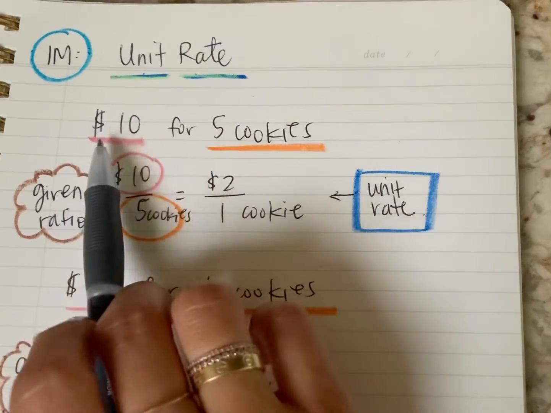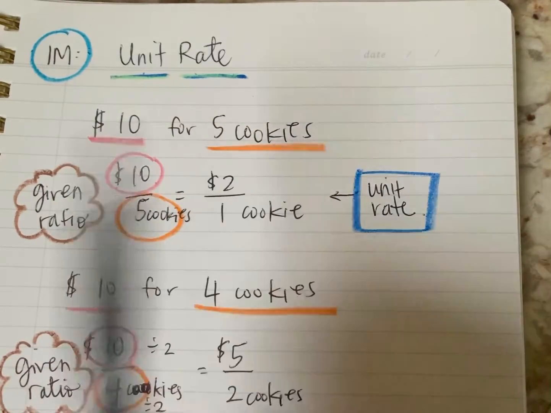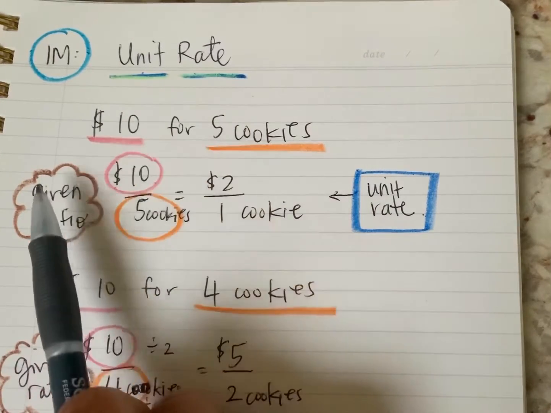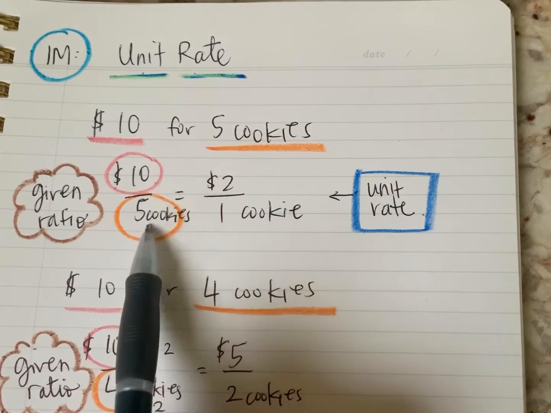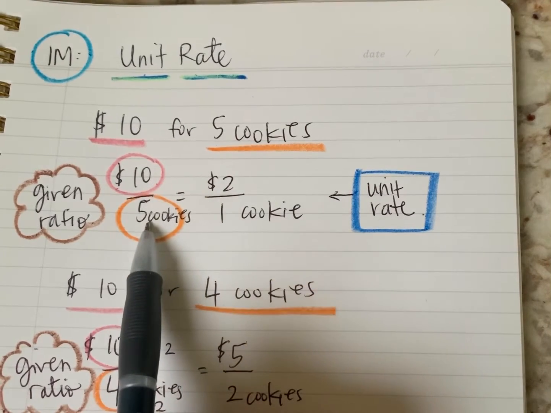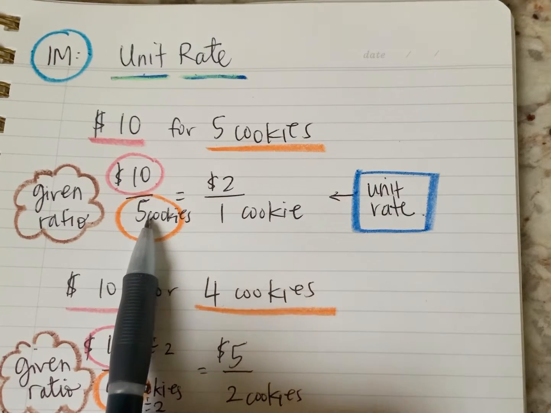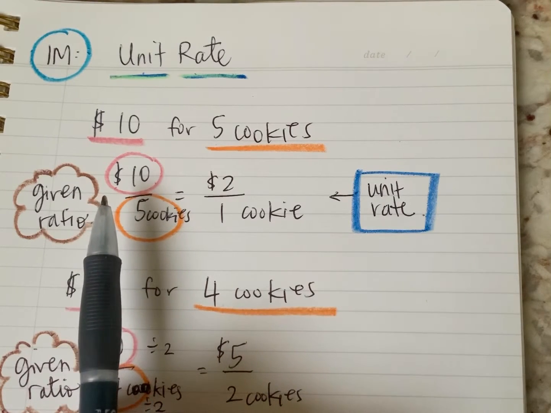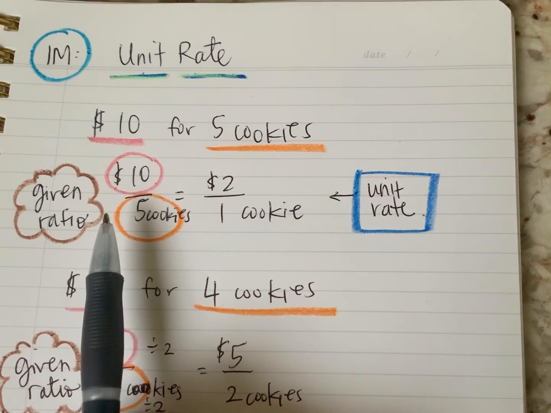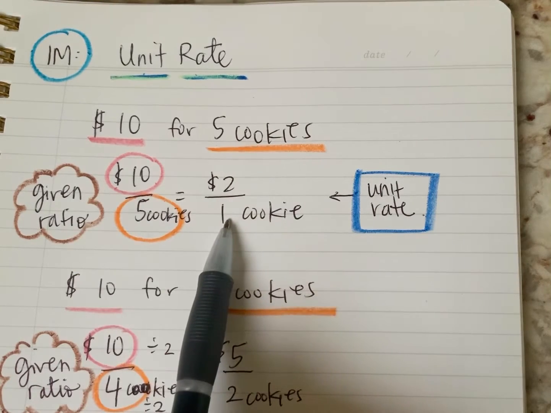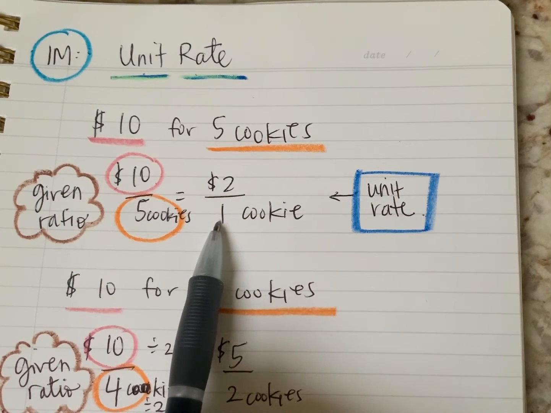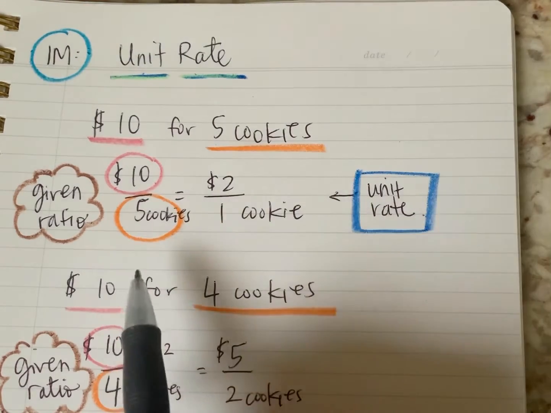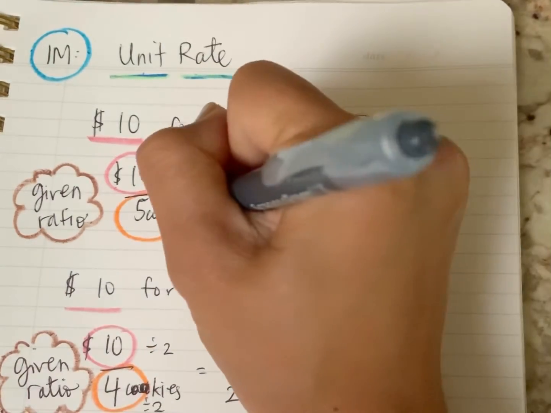All right, so here I'm saying $10 for 5 cookies. The given ratio, I turn that into a ratio. So the given ratio is going to be $10 over 5 cookies, right? I want to know what the unit rate is, which means how much is it for just one cookie. So if you can recall from our lessons before, we want to get to that 1 unit. My 1 unit is going to be 1 cookie. So how do I get from 5 cookies to 1 cookie? I find that common factor, right? In this case, it's going to be 5.